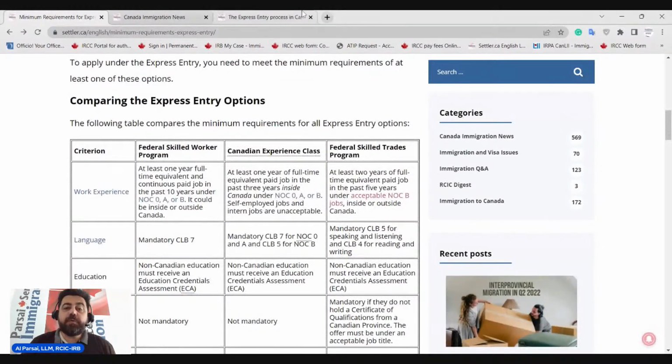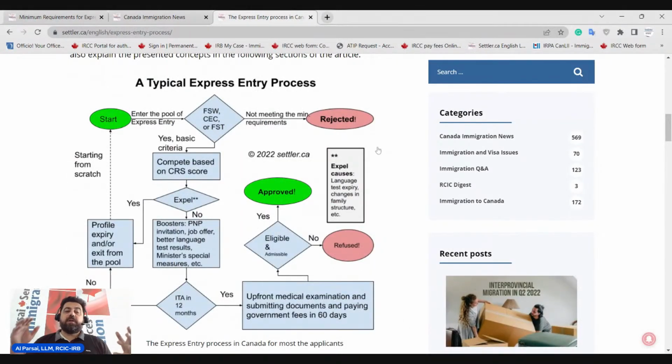So if I show you the process of the Express Entry system, when you enter the pool of Express Entry, if you do not meet the requirements of any of those programs, Federal Skilled Worker, Canadian Experience Class, or Federal Skilled Trades, then unfortunately your application will be immediately rejected. You don't want that to happen. That's why you need to first make sure that you meet the minimum requirements. But if you meet the minimum requirements, you will enter the pool of Express Entry.